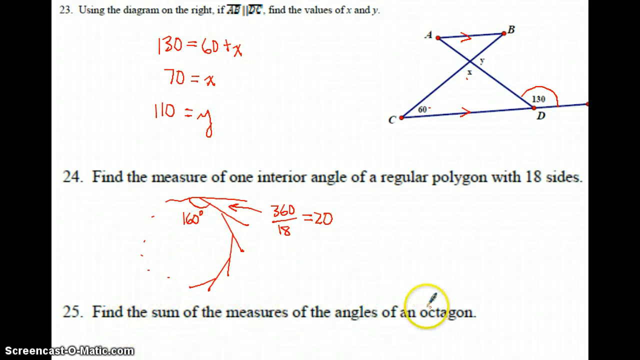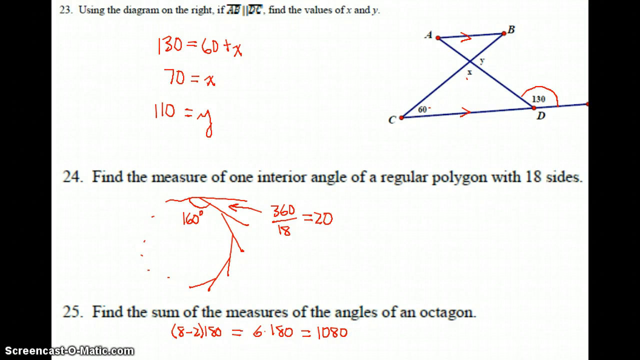Find the sum of the measures of the angles of an octagon. I think for that one you pretty much have to use the formula. It doesn't tell us it's regular. It's kind of a pain. You could think of it as regular and then try to find one measure and multiply by 8. That's just kind of silly. Whatever 6 times 180 is, handy dandy calculator, it's 1080.